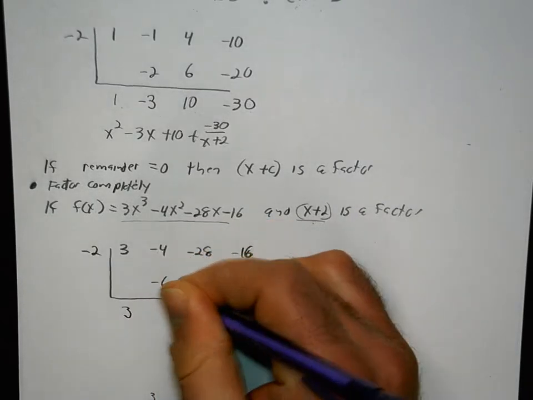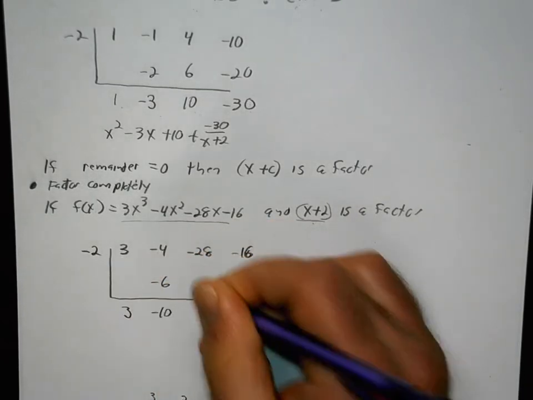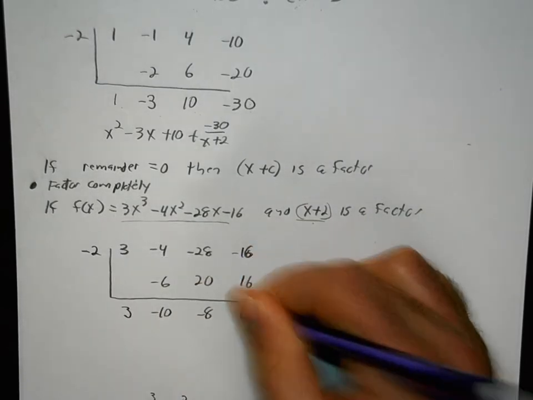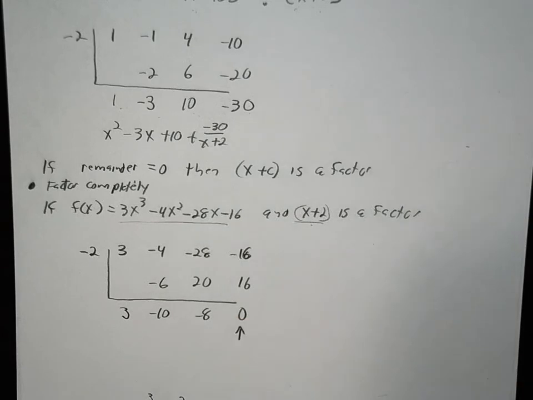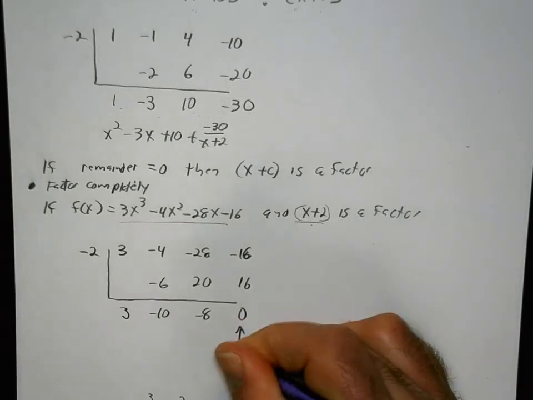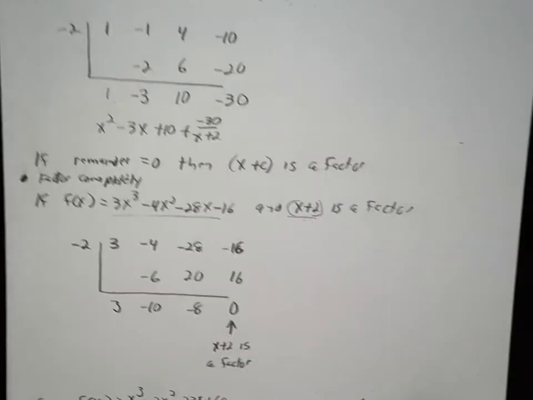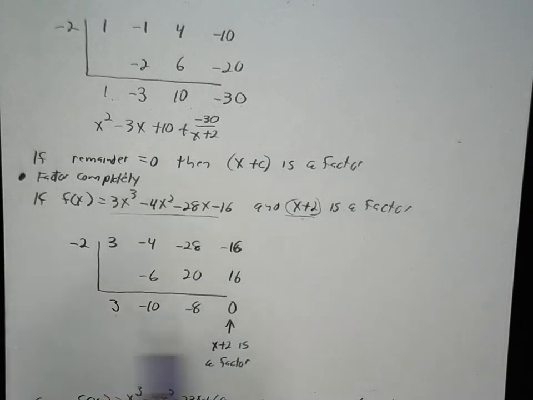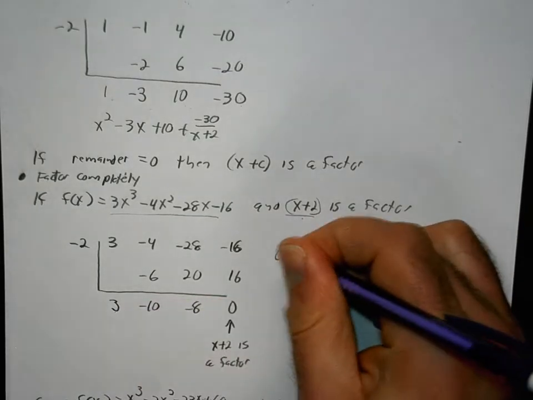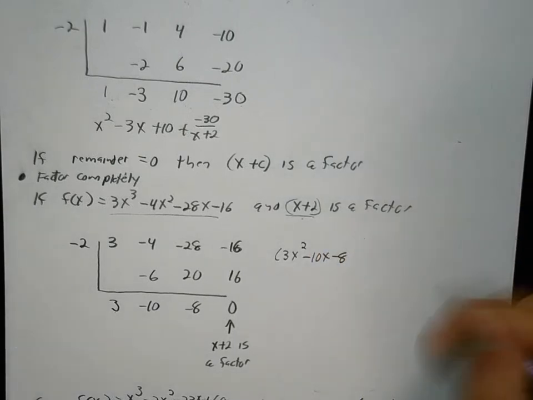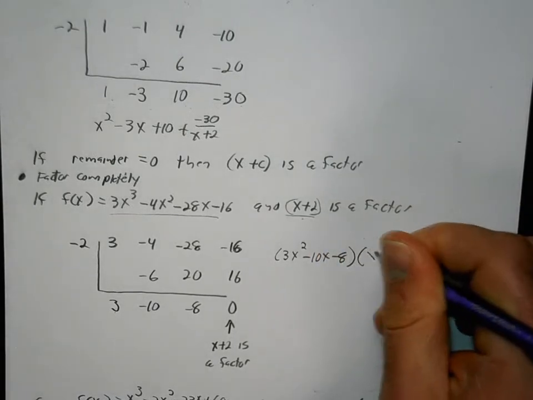multiply, add, multiply, add, multiply, add. So this indicates that x plus 2 is a factor. So what that means is this term is also a factor. Remember, this is a cube term, so this is going to be a squared. So this is going to be 3x squared minus 10x minus 8. And that's a factor, as is x plus 2.